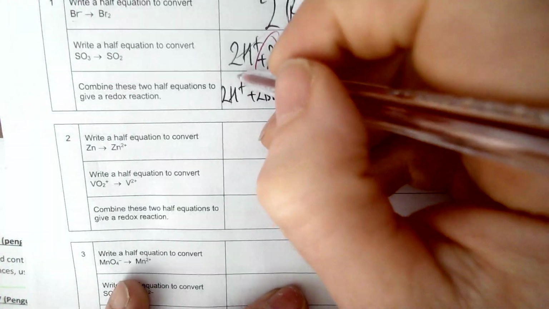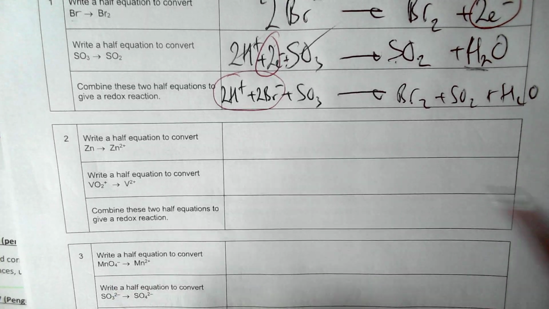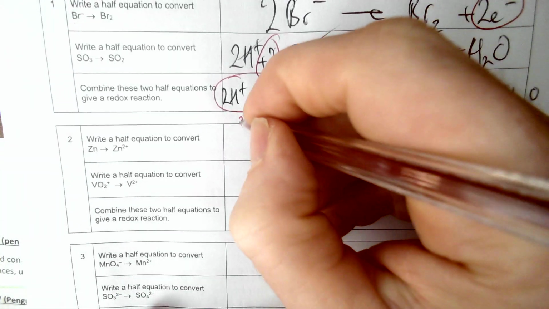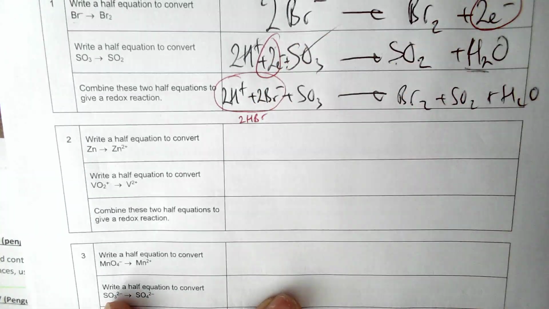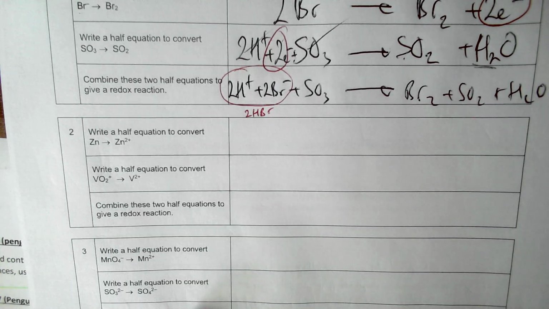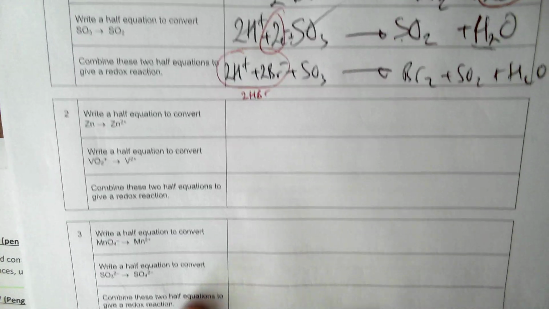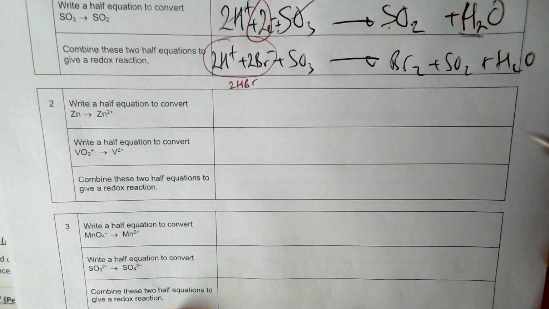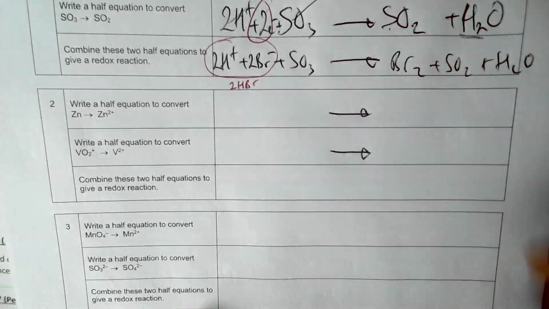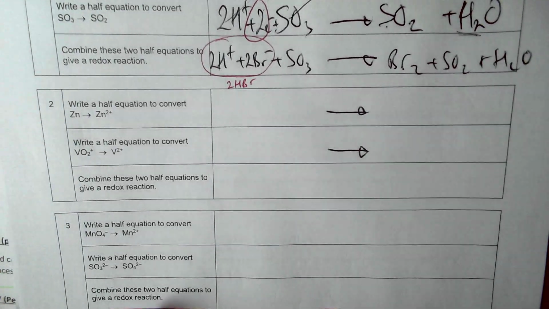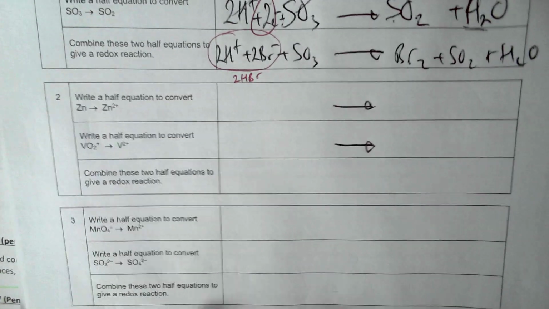Little note, if you've got this 2H+ and 2Br-, you can, if you wish, write this as 2HBr, but it's not essential. You can just combine these two together. Right, got the idea? I'm going to carry on. Again, if you need another example, listen to this and then do your own, or you can just crack on.